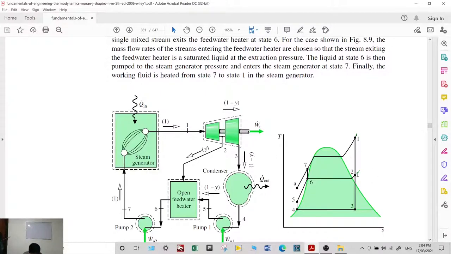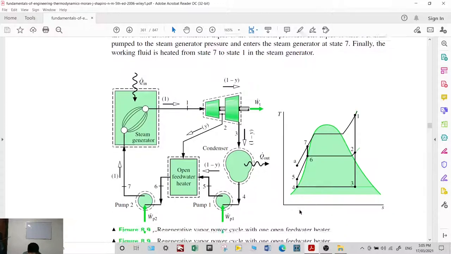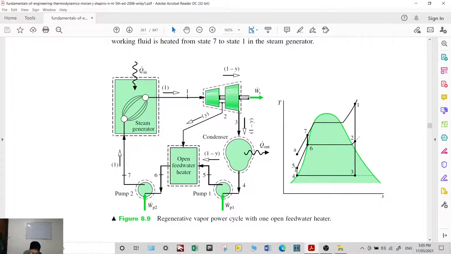From 2 to 3, again, there is no reheating here, so it is a straight run to 3. And then this is the condenser, where heat is transferred. From 4 to 5 is the isentropic compression, or the pumping. 4 to 5, and then 5 to 6. Points 2, 6, and 5 have the same pressure, so they all mix. So 2, 6, and 5 are at the same pressure, and then it is pumped from here.